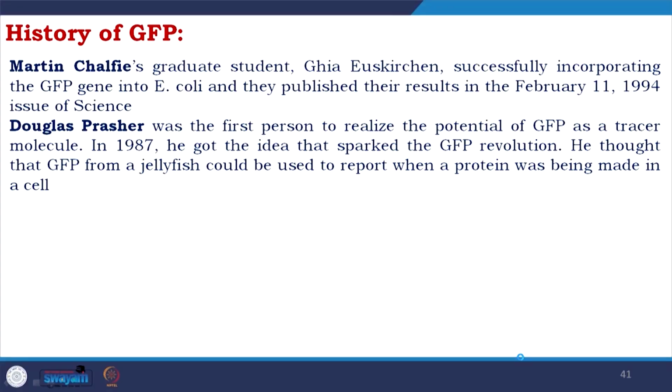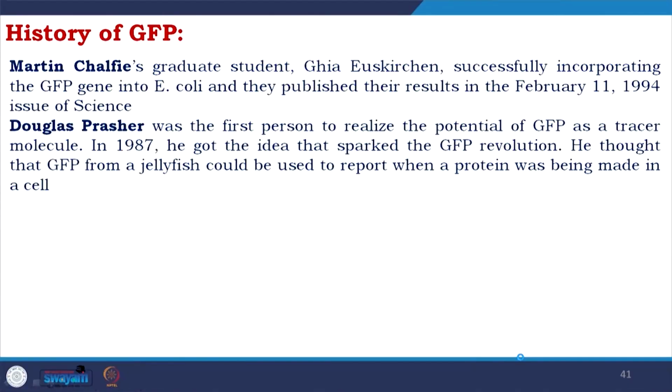Douglas Prasher was not at the initial activities, but he was the first person to realize the potential of GFP as a tracer molecule. In 1987, he got the idea that sparked the GFP revolution. GFP, as I told, was a good marker, but the idea to use GFP as a tracer molecule was the key of this revolution. He thought that GFP from a jellyfish could be used to report when a protein was being made in a cell.